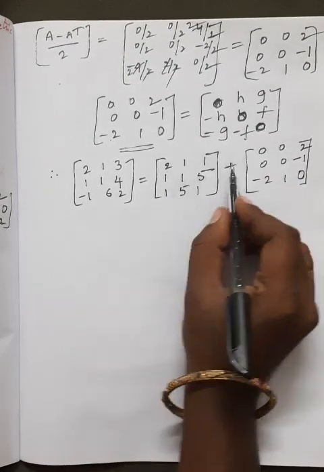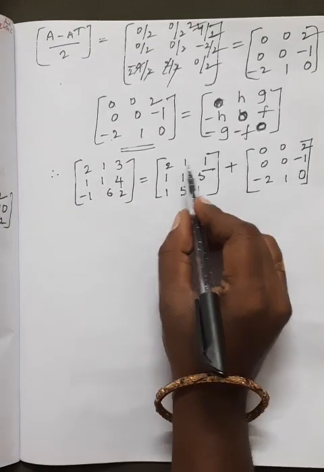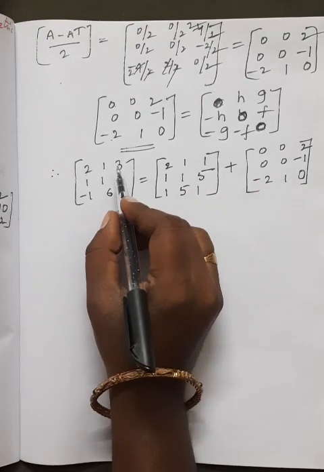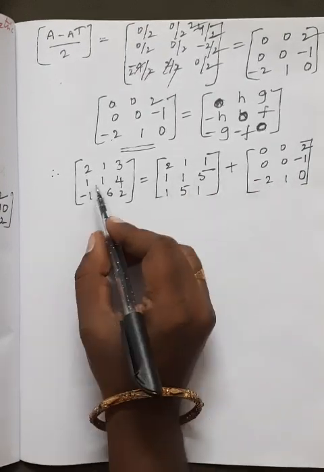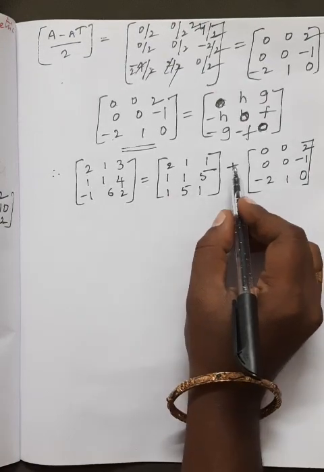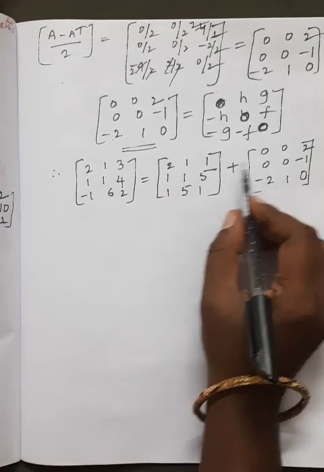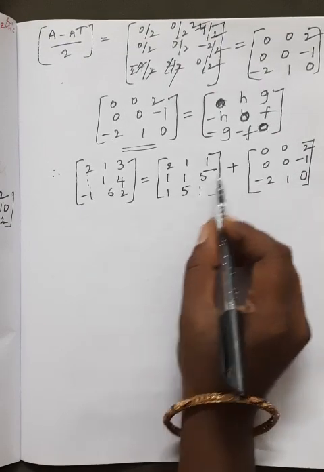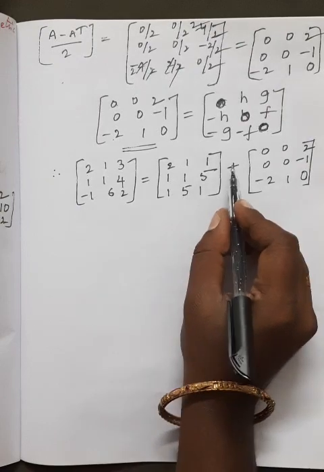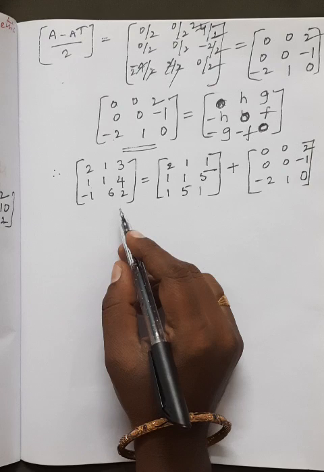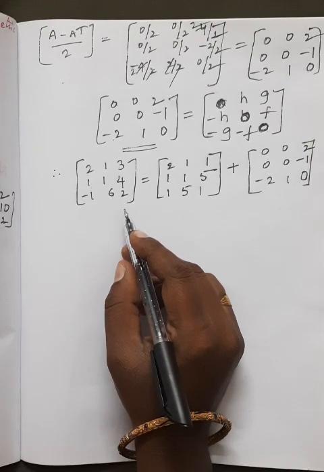So here 2 plus 0 is 2, 1 plus 0 is 1, 1 plus 2 is 3, 1 plus 0 is 1, 1 plus 0 is again 1, 5 plus minus 1, 5 minus 1 is 4, 1 plus minus 2, 1 minus 2 is minus 1, 5 plus 1 is 6, 1 plus 0 is again 1.